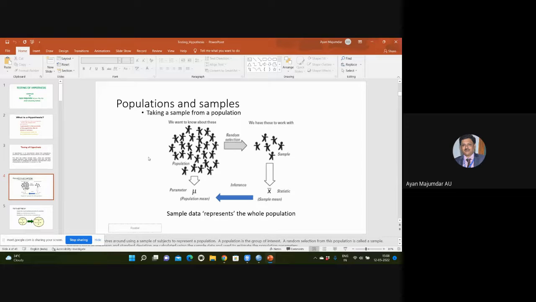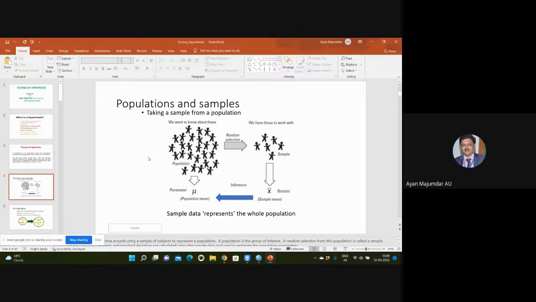So here the sample will represent your whole population. In every class there is a CR. What does that CR do? That CR represents that class. So that class is the population and that CR is the sample from that population. So that sample will represent the population.